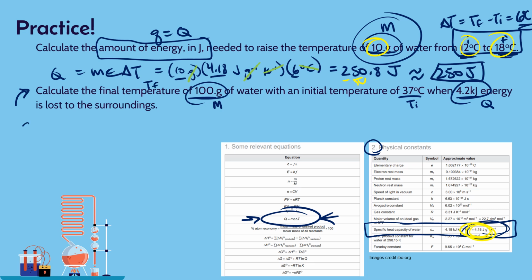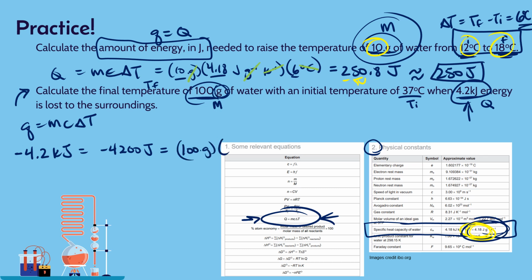So we're still going to use Q equals MC delta T. My Q, 4.2 kilojoules of energy, is lost. The loss of energy, be careful here, is going to be negative 4.2 kilojoules of energy. I'm actually going to convert that to negative 4,200 joules since I've got grams here. We're going to set that equal to MC delta T. 100 grams is my M.